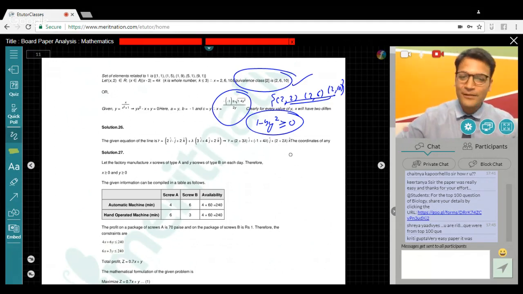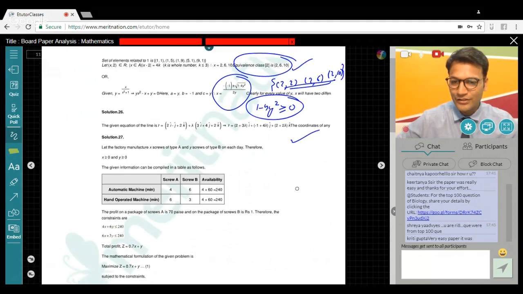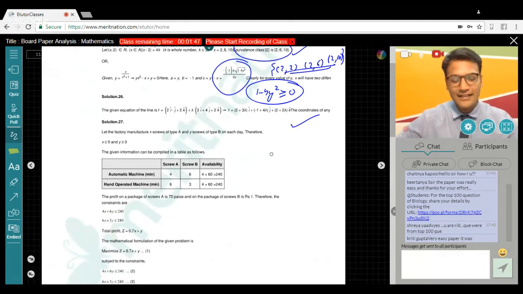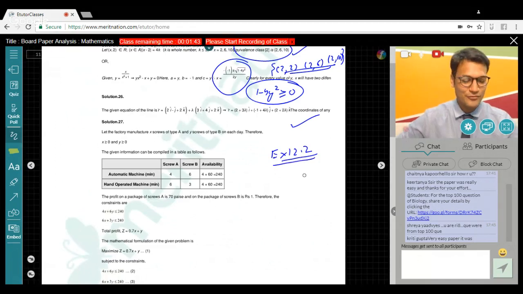26, a very simple question. You can do it on your own. 27, a direct NCERT question. I must say exercise 12.2. You can check exercise 12.2 question 5. This was a direct NCERT question. Just a few values were tweaked, else it was exactly the same. So you can check the solution from there as well.